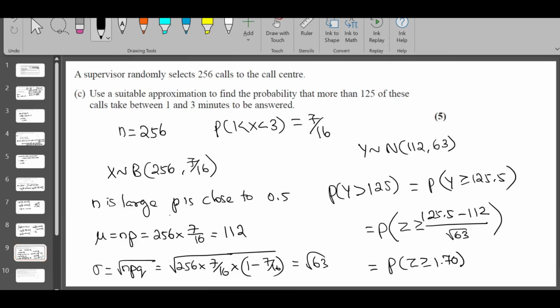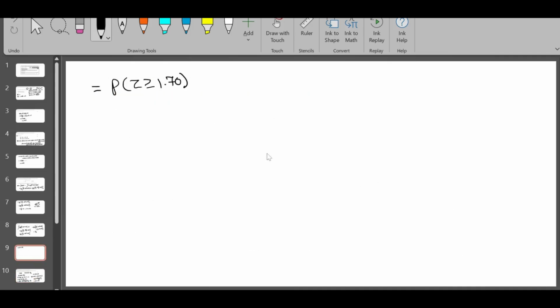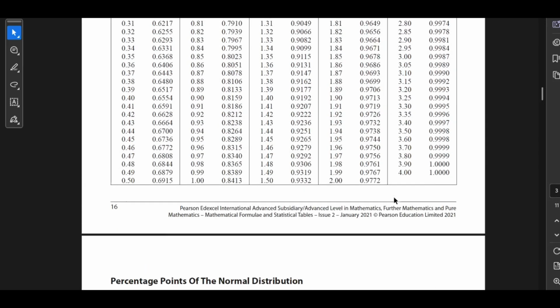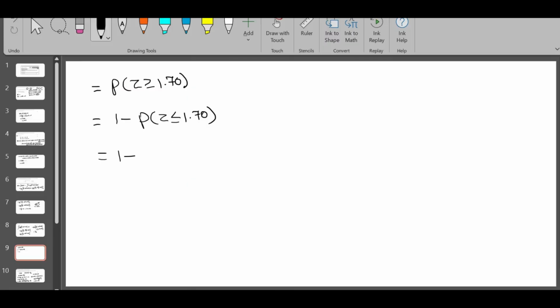So let me move on to the next slide. We need to calculate this. The area on the right hand side of a positive number is the same as 1 minus P of Z less than or equal to 1.70. Now let's get the table value for 1.70. For 1.70, it's 0.9554. So it's going to be 0.0446. That's the final answer.